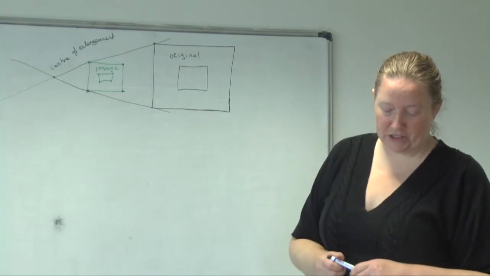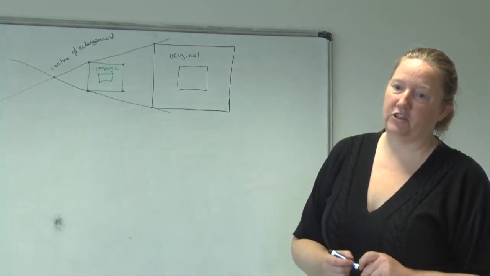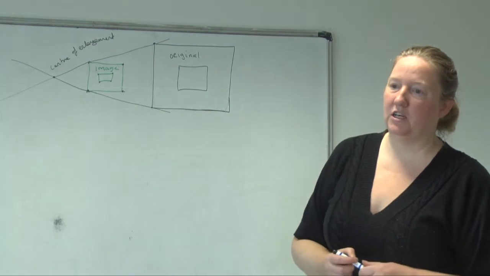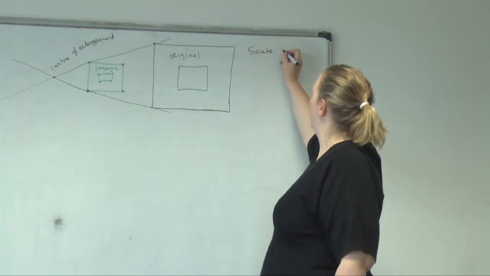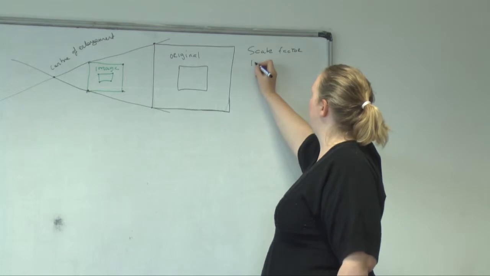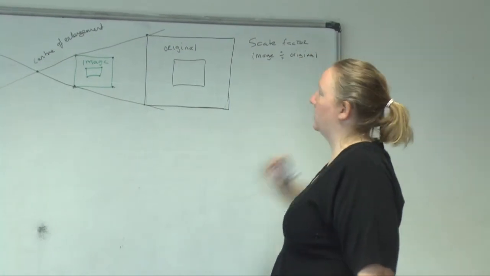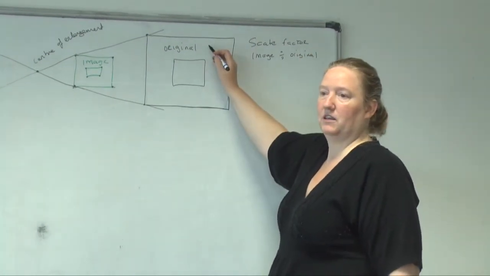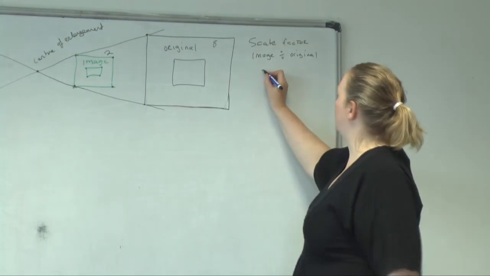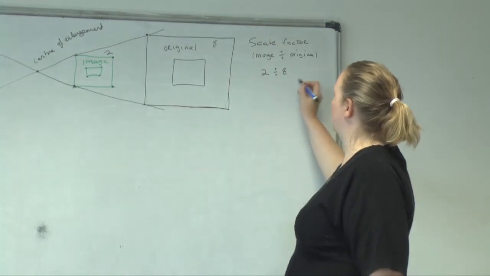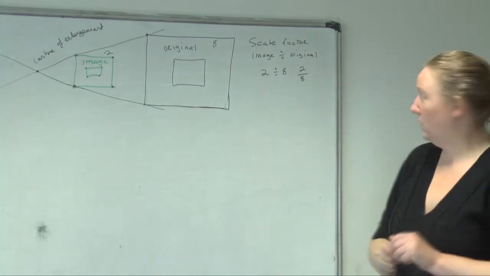By measurement and calculation, find the scale factor of the enlargement. To get the scale factor, it's the image divided by the original. Paul, I saw you making some measurements there. Did you get a measurement for this? Eight. Did you get a measurement for this? Two. So it's 2 divided by 8, which is a quarter.